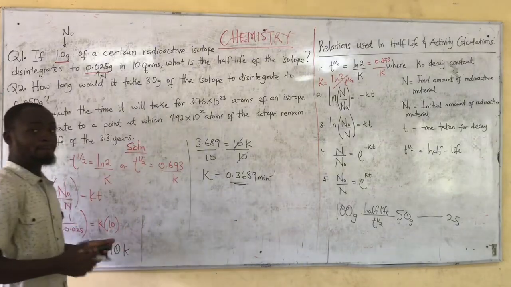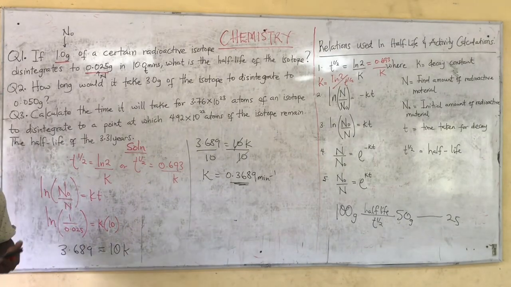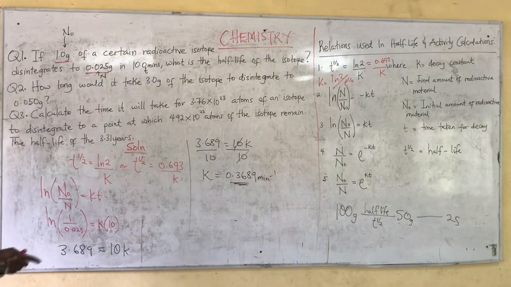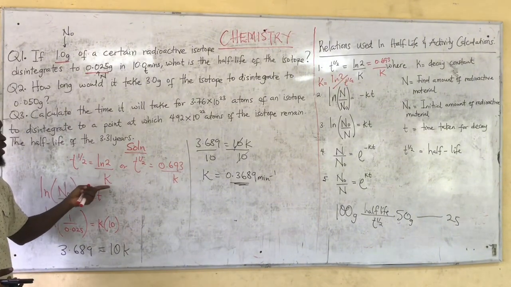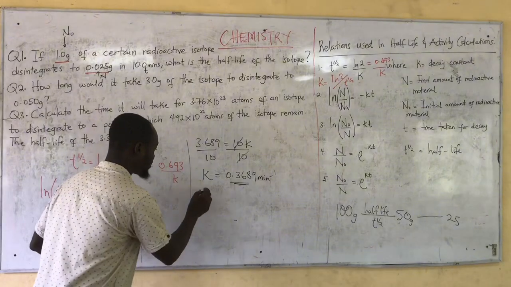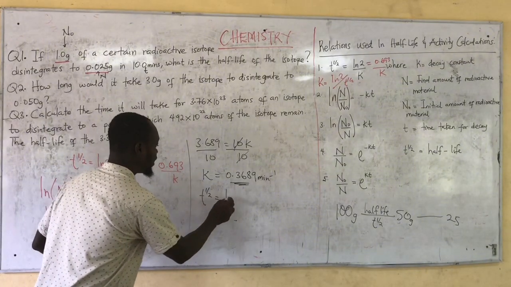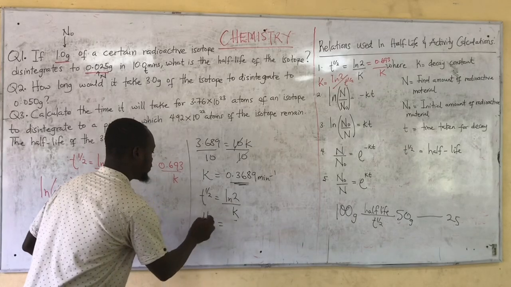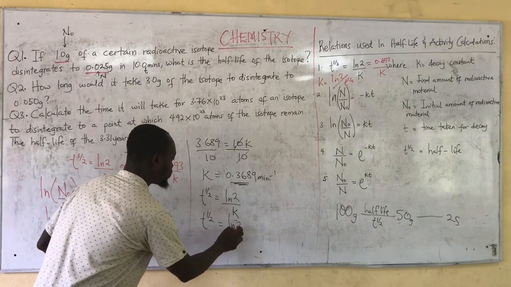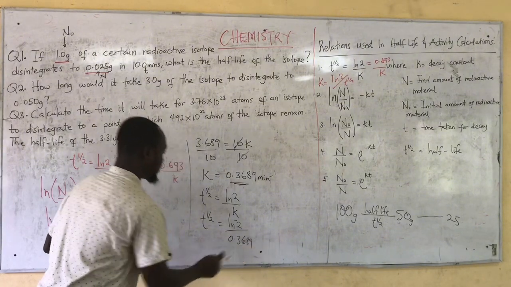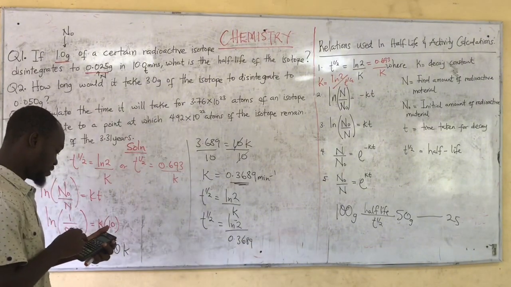Is that okay? But in the question, we were not asked to calculate for K. We were asked to calculate for what? The half-life. But we know that half-life is equal to ln 2 on K. So we needed a value of K before we can calculate for what? Our half-life. Then we continue by calculating our half-life by T half is equal to ln 2 on K. So therefore our T half will be equal to ln 2 divided by 0.3689. Now let's punch this on the calculator.